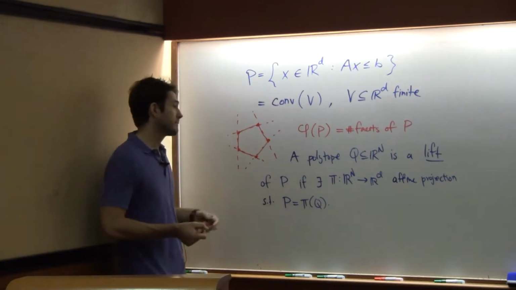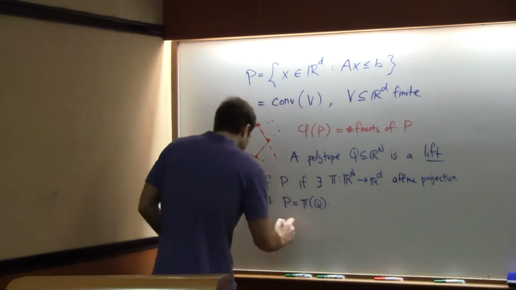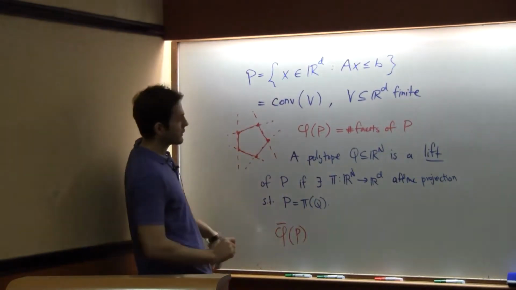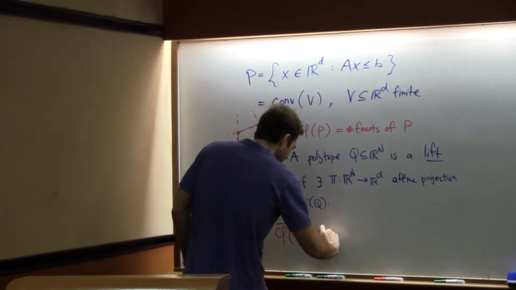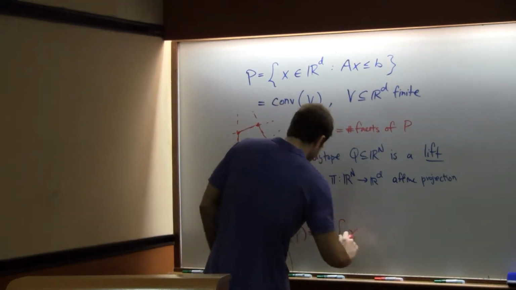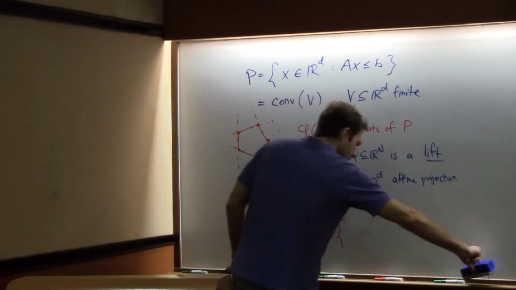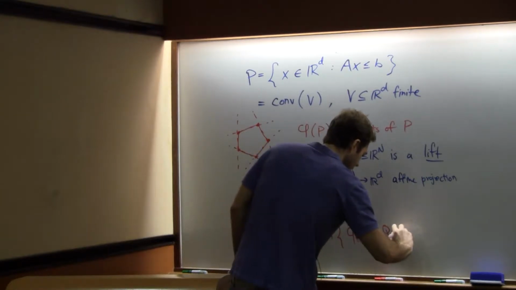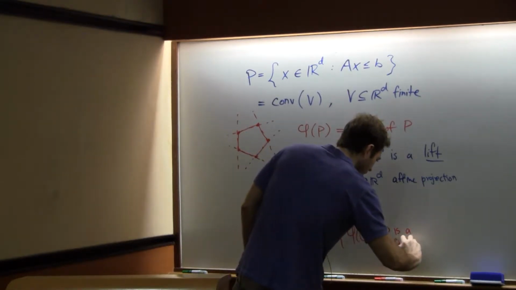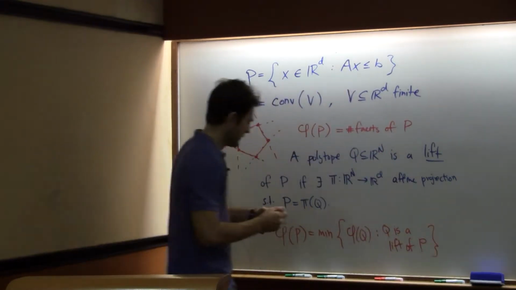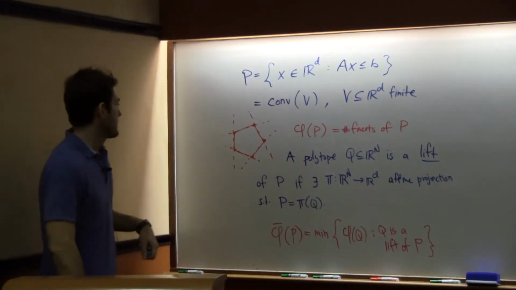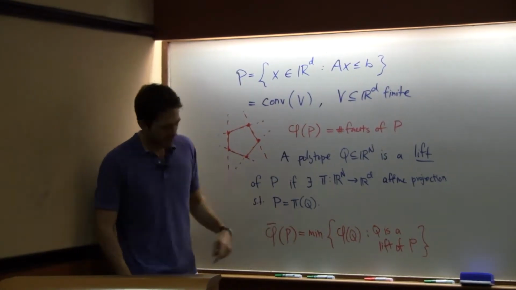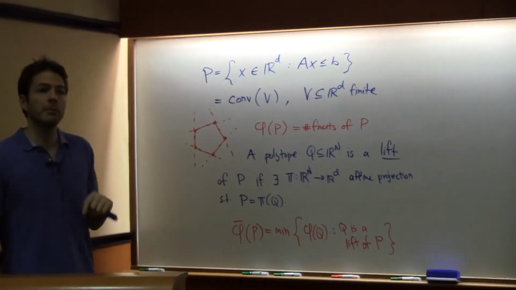And this is a fairly powerful model of computation. It can do lots of cool things, but there's a natural lifted parameter to define here, which is the minimum number of facets over all lifts of P. So the point is that we don't need P itself to have a small number of facets. If P is just the shadow of something with a small number of facets, then we can still optimize over it efficiently.